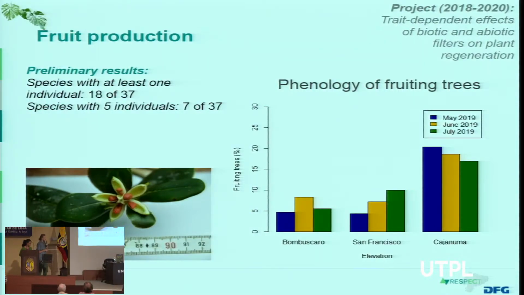Also, what we will do a part of that is the phenology. So from the last results, we have 3 months, which are May, June, and July, and you can see that the phenology of trees in these months, the fruiting trees percentage seems to be higher in Cajanuma. But as we use only PFT species for the phenology, it's not the entire view of the situation.